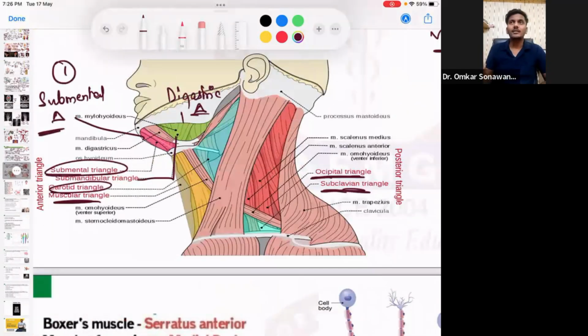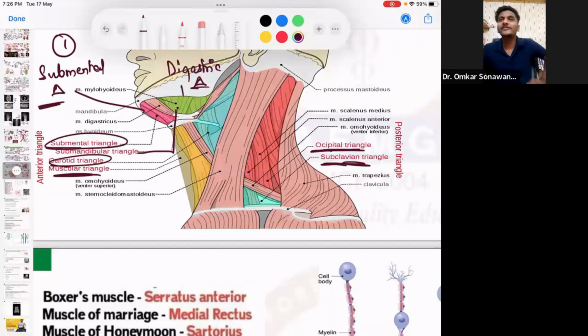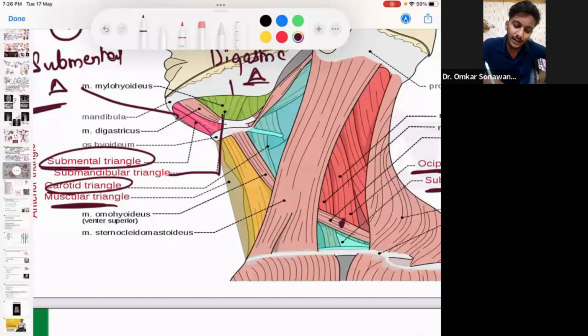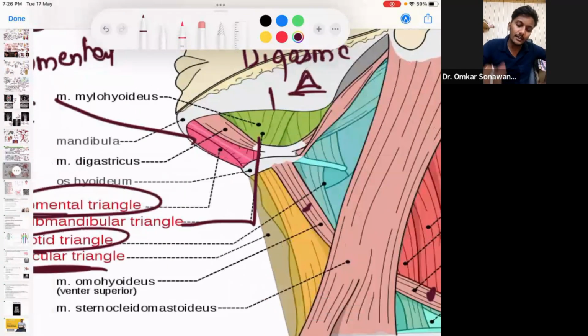The muscle to divide these triangles is usually the omohyoid muscle. Posterior triangles are divided by the inferior belly of omohyoid. Whereas the carotid and muscular are divided by the superior belly of omohyoid. Submental and digastric are divided by the anterior belly of the digastric muscle.